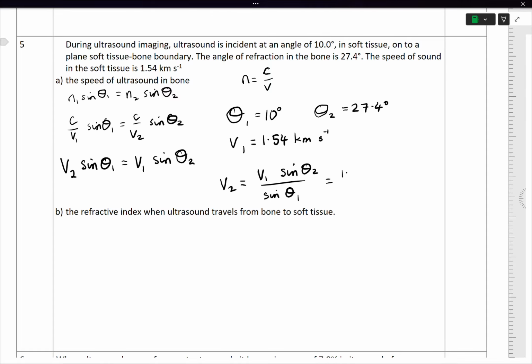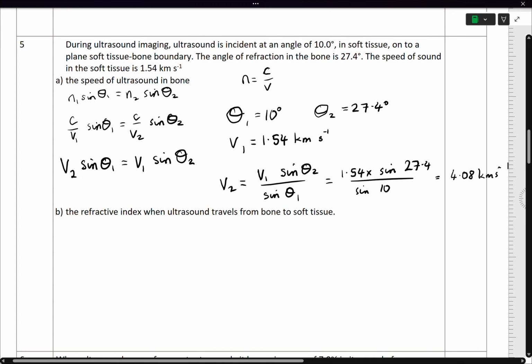So this is 1.54 multiplied by the sine of 27.4 over the sine of 10. And when we work this out, we should get a speed of 4.08 kilometers per second.